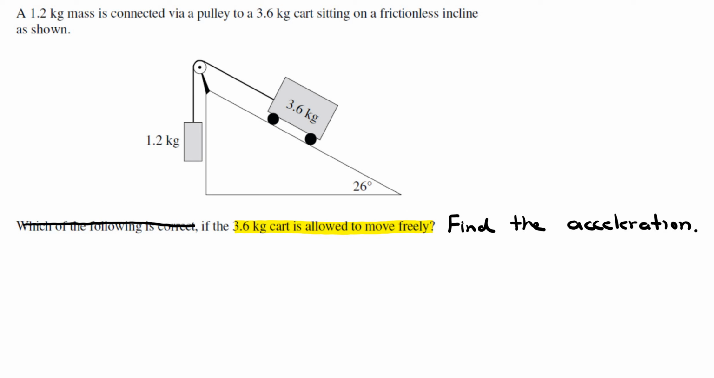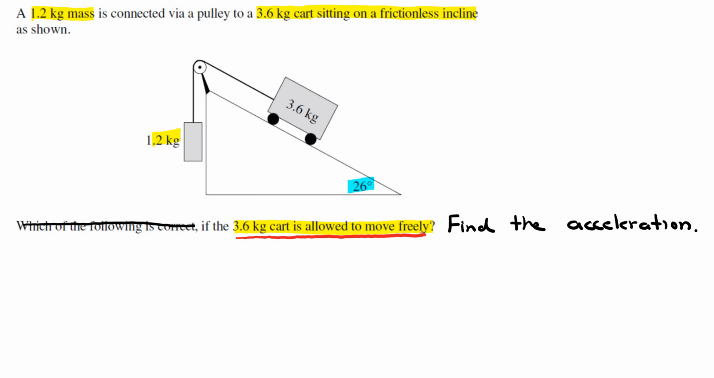For this next incline problem, we have a 1.2 kilogram mass, which is connected by a pulley to another 3.6 kilogram cart that's sitting on a frictionless incline. The angle given to us is 26 degrees. If the 3.6 kilogram cart is allowed to move freely, we want to find the acceleration for this particular system.